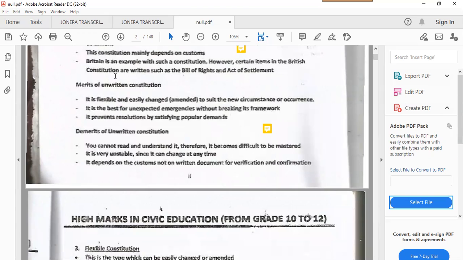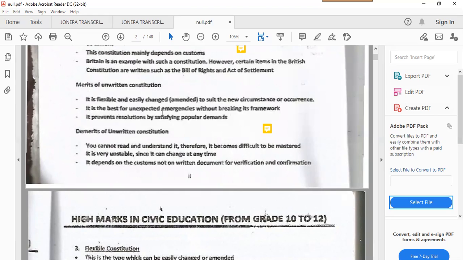So what are the merits of an unwritten constitution? What are some of the advantages? The first thing is that it's very flexible. It's easily changed or amended to suit new circumstances or occurrences. Let's say a president dies, or maybe a high commissioner dies, and the vice president takes over. That's an example of being able to change easily. You don't have to pass another rule or a referendum to have new elections. It's direct. It's easy to change. That's the good part of an unwritten constitution.